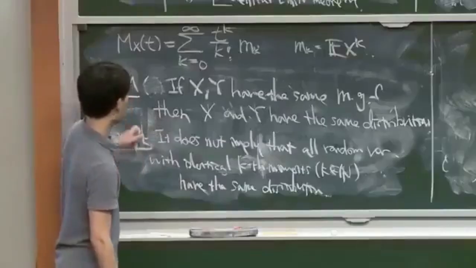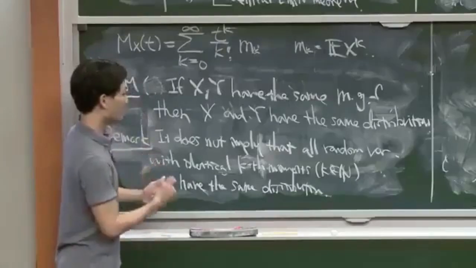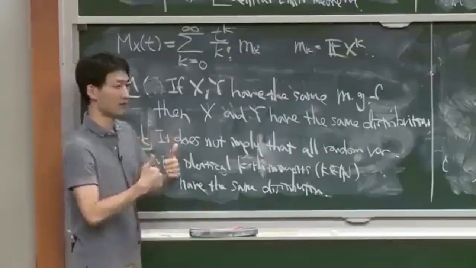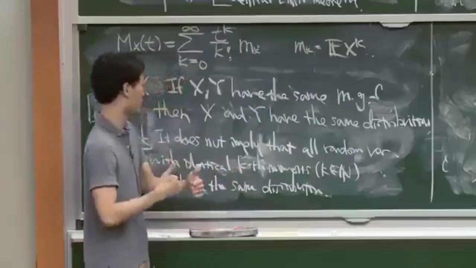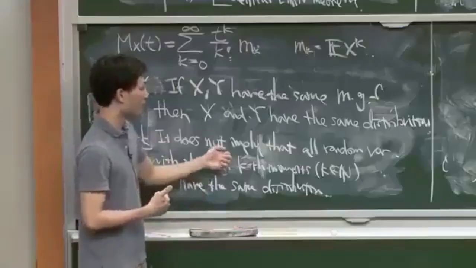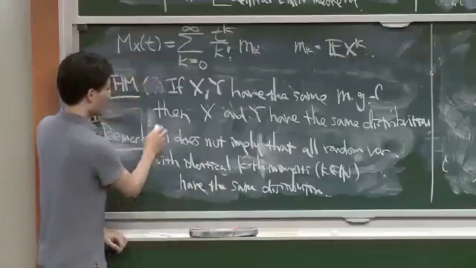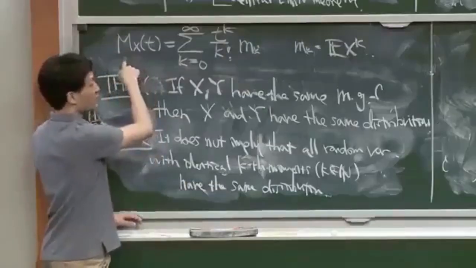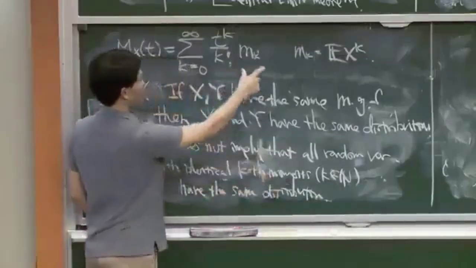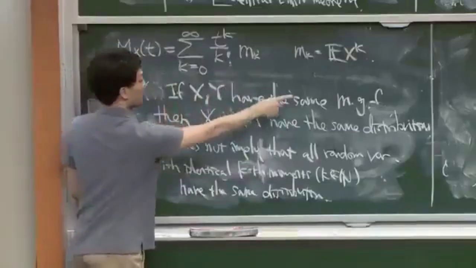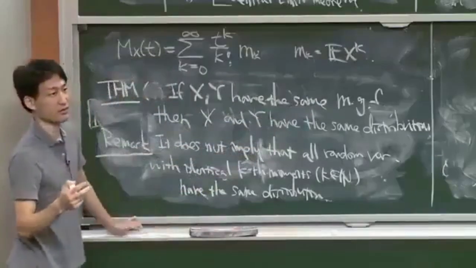This looks a little bit controversial to this theorem. It says that it's not necessarily the case that two random variables with identical moments, so all k-th moments are the same, have the same distribution. That seems like it doesn't make sense, because the moment generating function is defined in terms of the moments. If two random variables have the same moments, they have the same moment generating function. If they have the same moment generating function, they have the same distribution. There's a hole in this argument.